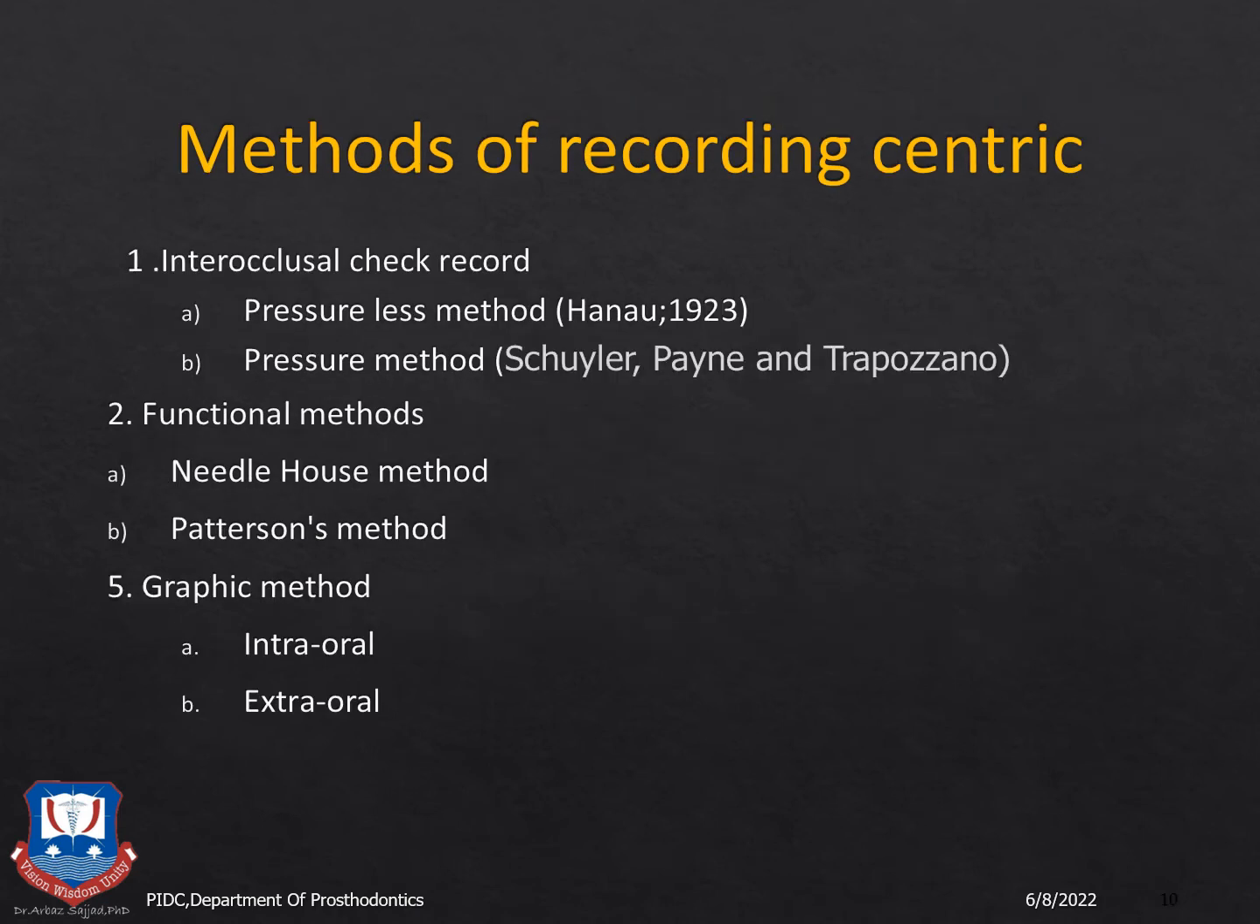Now, coming to the various methods for recording the centric, there are different methods. The first one is the interocclusal check record, or what we also know as recording jaw relation or maxillomandibular relationship using wax occlusal rims.